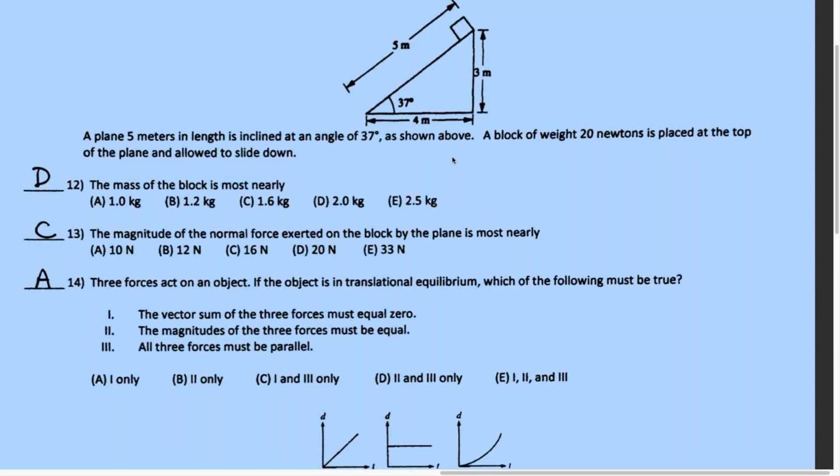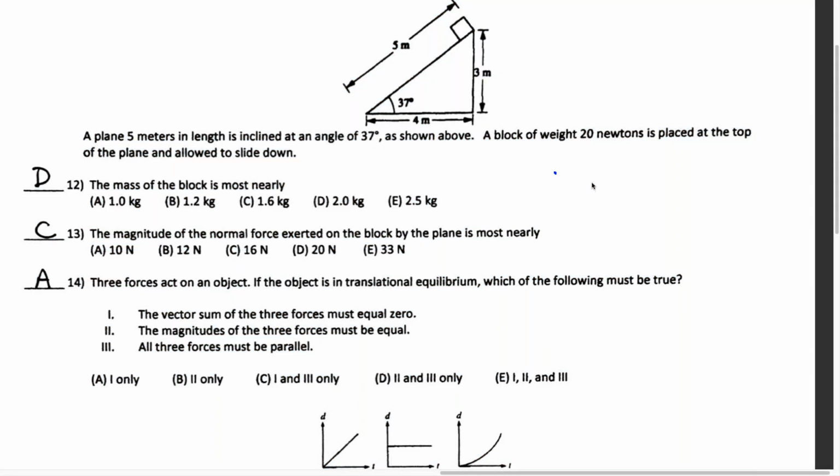Algebraically, the answer to this question is pretty straightforward. Algebraically, its weight is equal to m times g. So in this problem, they gave us the weight, it's 20 newtons, and we're trying to answer what the mass is. And if we use g as 10 meters per second squared, we get a mass of 2 kilograms, which is where choice D is the best answer for question number 12.